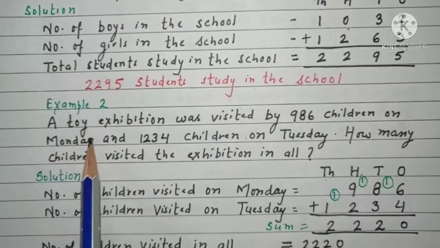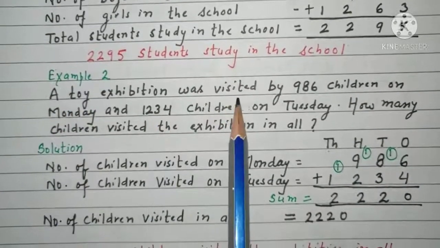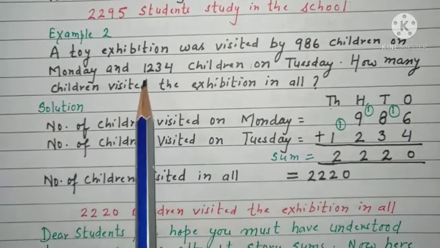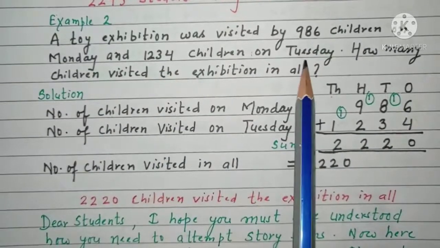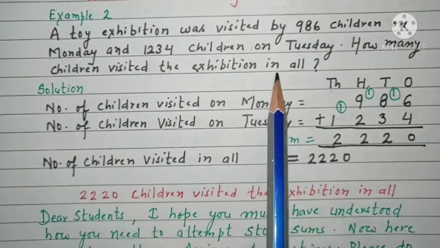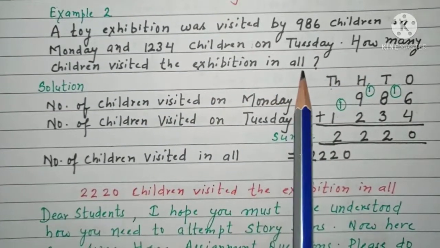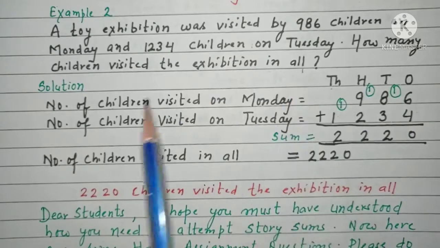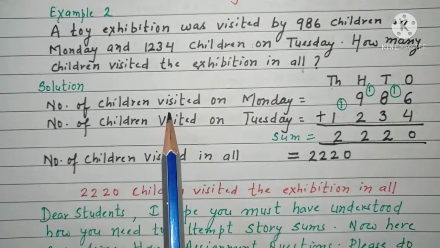As per example 2, a toy exhibition was visited by 986 children on Monday and 1,234 children on Tuesday. How many children visited the exhibition in all? In all means altogether. Total, how many students have visited the exhibition? So, the statement will be as per the story sum.